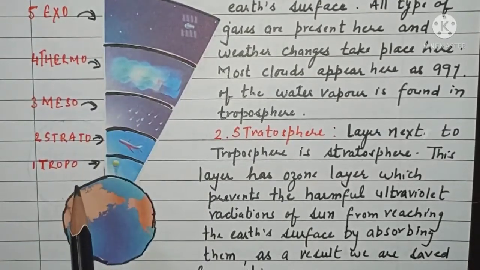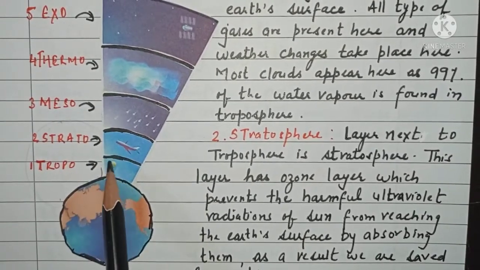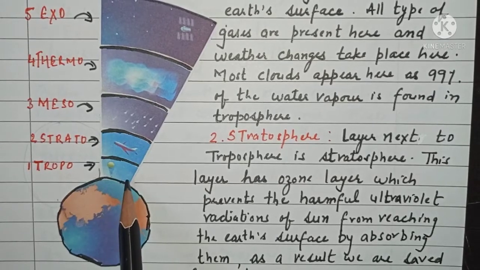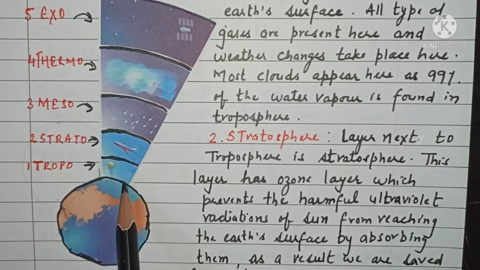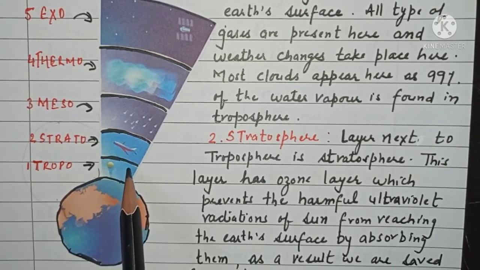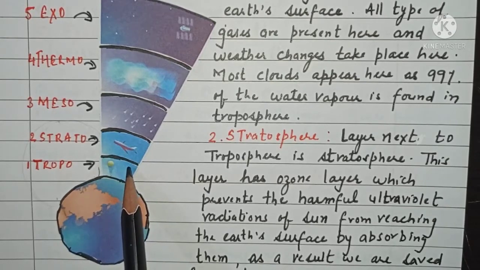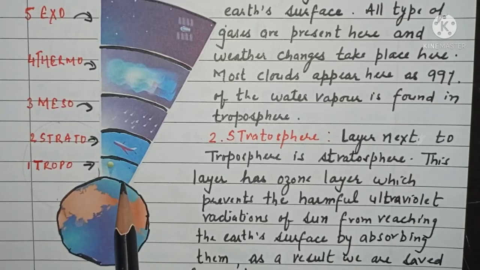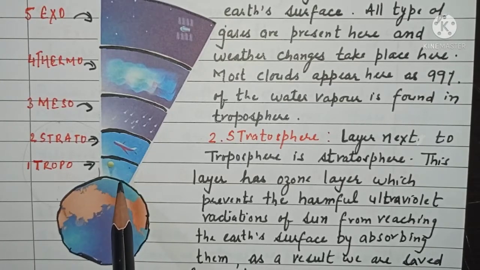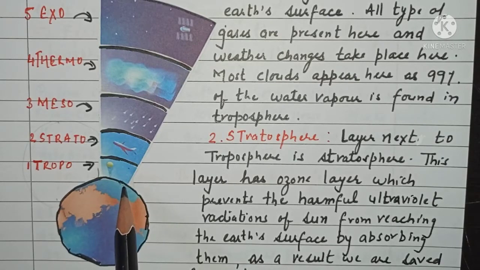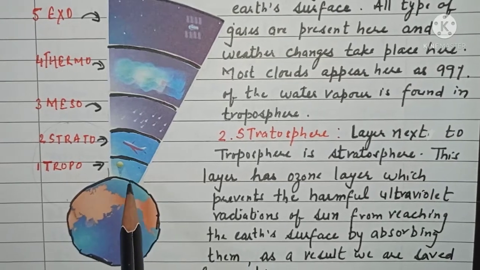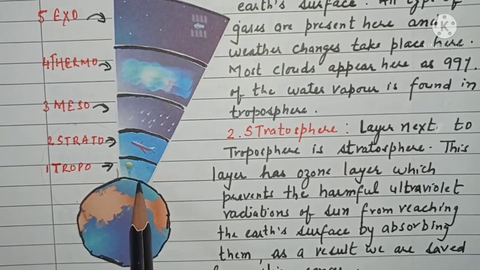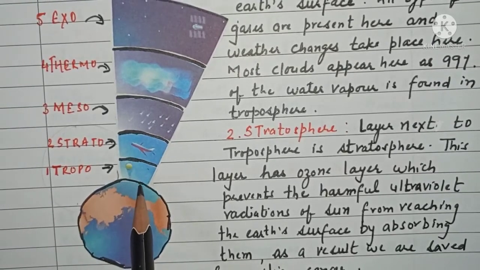The first layer, that is the troposphere, is the layer closest to the Earth's surface. All types of gases are present here. Weather changes take place here and most clouds appear here as 99% of the water vapor is found in troposphere.